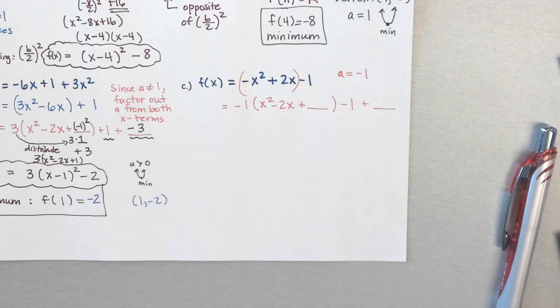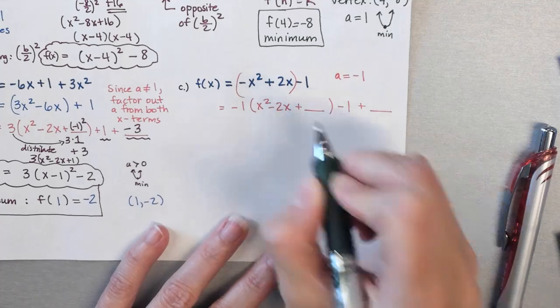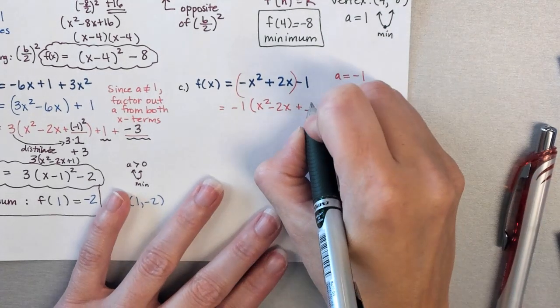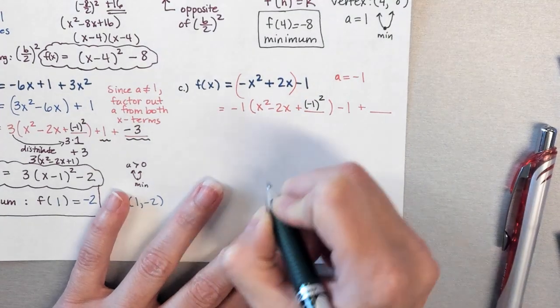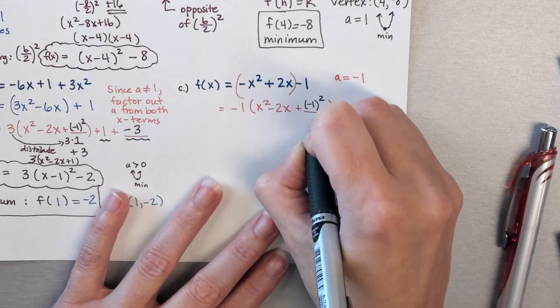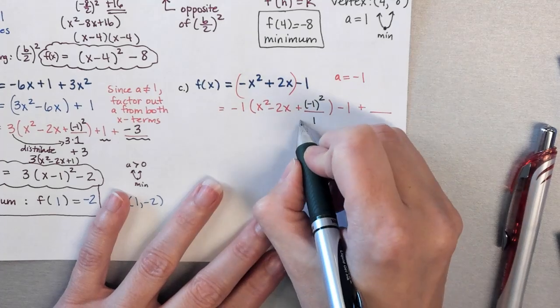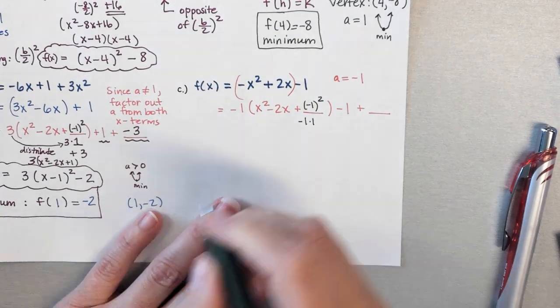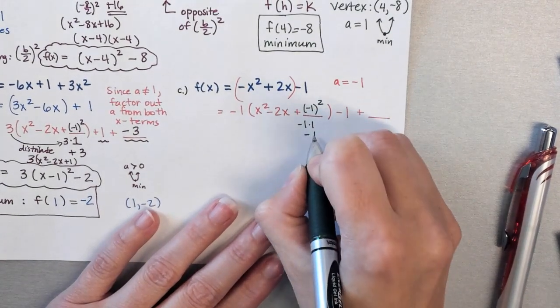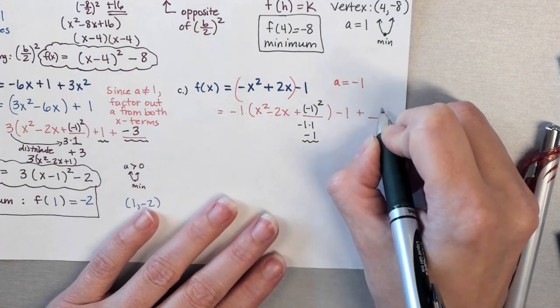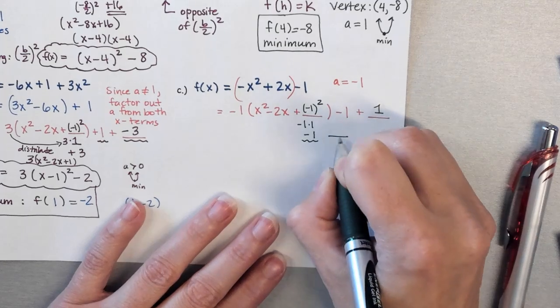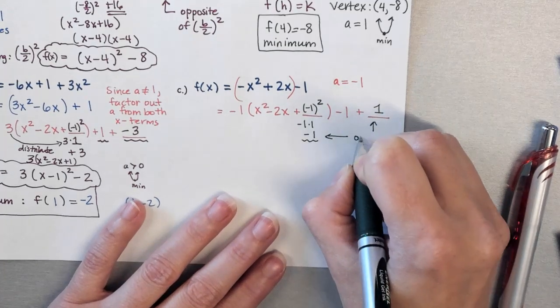Okay, so if we do half of b and you square it, half of -2 is -1, -1 squared is 1, but really what you're adding is -1 times 1, which is -1. So if you're subtracting -1, what do you have to do here? Add 1. These two things should always be opposites.